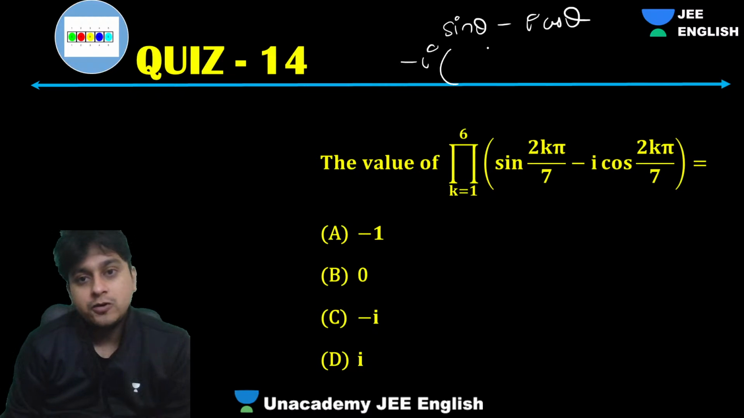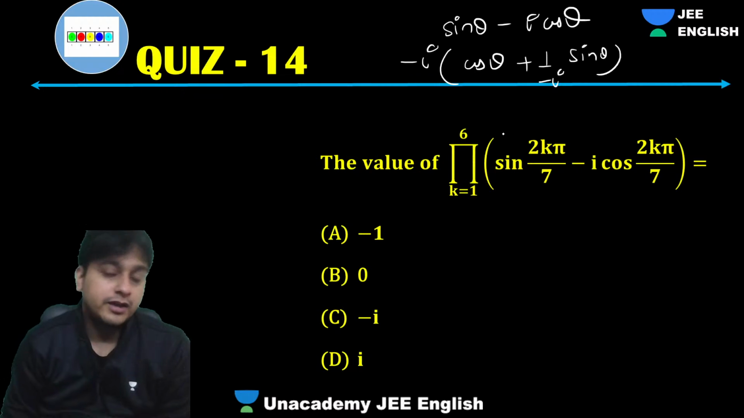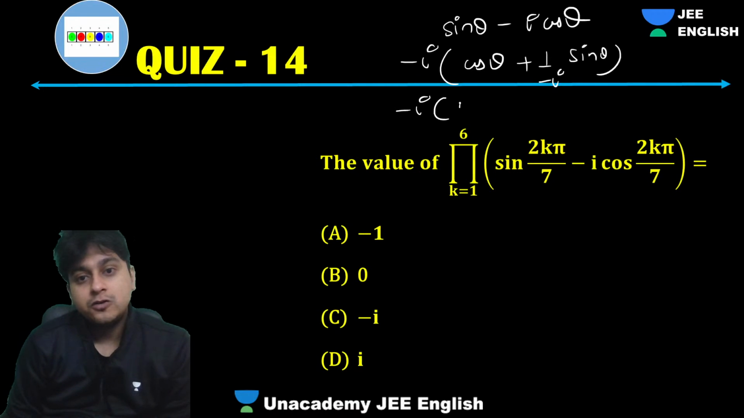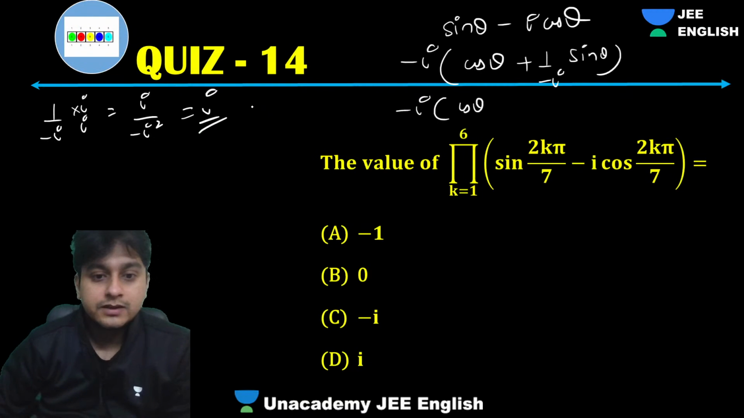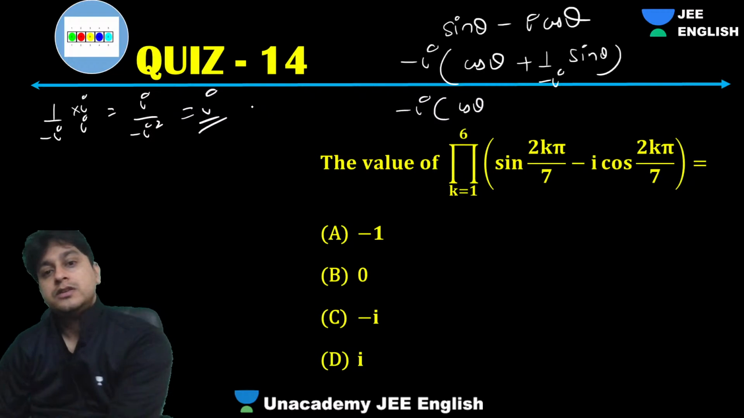So if you take minus i common, what happens is cos θ plus, it will become what? 1 by minus i, times sin θ. So guys, minus i you've taken common, and what is 1 by minus i? If you multiply and divide by i, it is coming as i by minus i square. i square is -1, so that is i only. Isn't it? Yes. That's the best part.